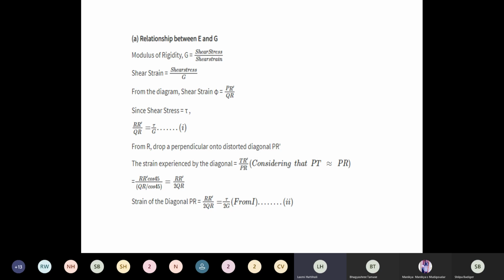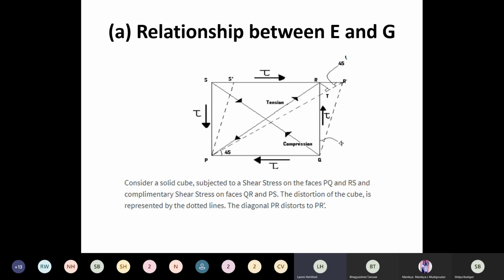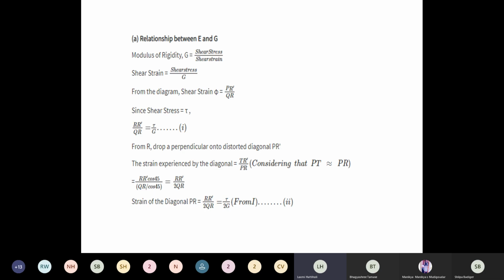PR dash divided by QR. Observe the figure carefully. Where is your phi? This is your phi. Now from this I'll write PR dash divided by QR, that is nothing but phi. That's what I've written here. Since we usually take shear stress as tau, now I can write from the figure, PR dash divided by QR is equal to tau divided by G. Let's call this equation 1.